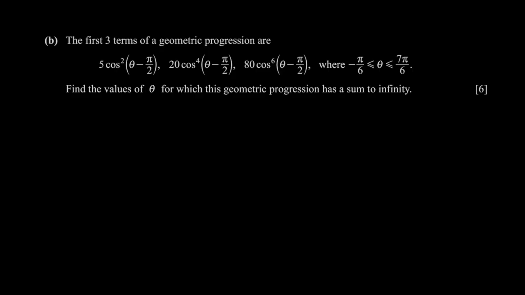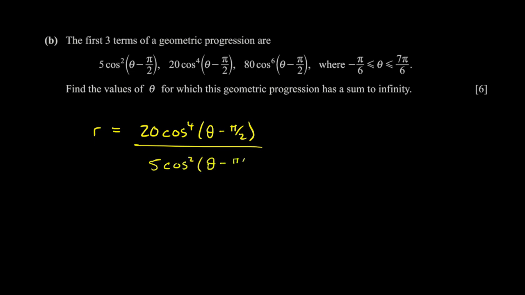So how can I find the common ratio? Well, I could do the second term divided by the first, or the third term divided by the second. So I'll take the second term, 20 cos to the 4 theta minus pi by 2, and divide it by the first, which is 5 cos squared theta minus pi by 2. If I do that, 20 divided by 5 is 4. Cos to the power 4 divided by cos squared is cos squared. So that's our common ratio there.